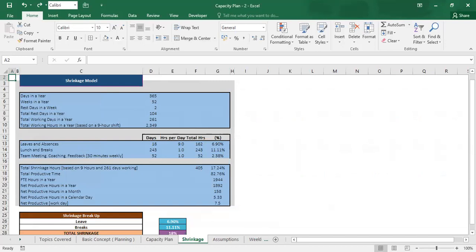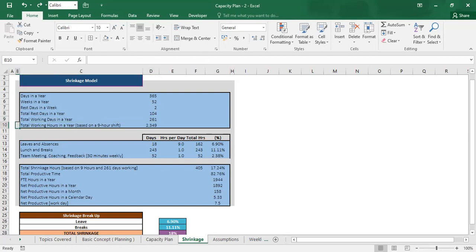So if you guys have attended my previous session, there we have deeply discussed the shrinkage model. Again, I will take you through. Like in a year, we have 365 days, and considering that we have 52 weeks, and we have 2 week offs in a week. So the total week offs in a year is 104, and the remaining days that we will have is 261.